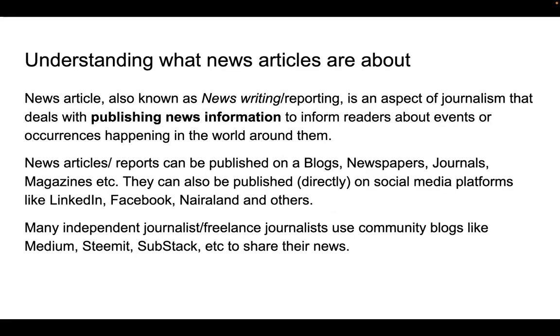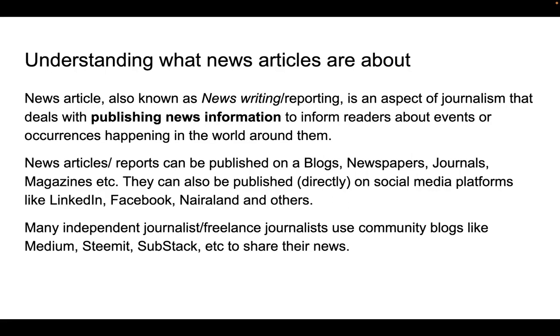News article, also known as news writing or reporting, is an aspect of journalism that deals with publishing news information to inform readers about events or occurrences happening in the world around them. News article or report writing can be published on blogs, newspaper, journals, magazines. They can also be published directly on social media platforms like LinkedIn, Facebook, Neverland, and others.